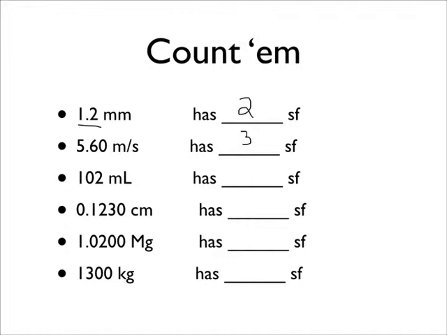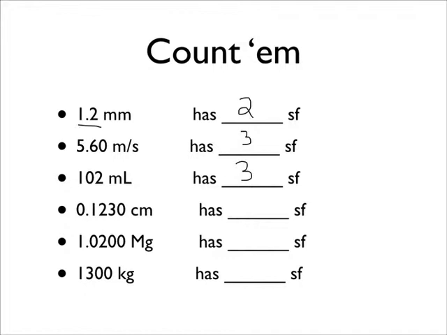102 milliliters. We've got 2 non-zero digits, and we have a 0 that comes between 2 non-zero digits. That's a captive 0. Captive zeros are always significant, so we have 3 sig figs in 102 milliliters.